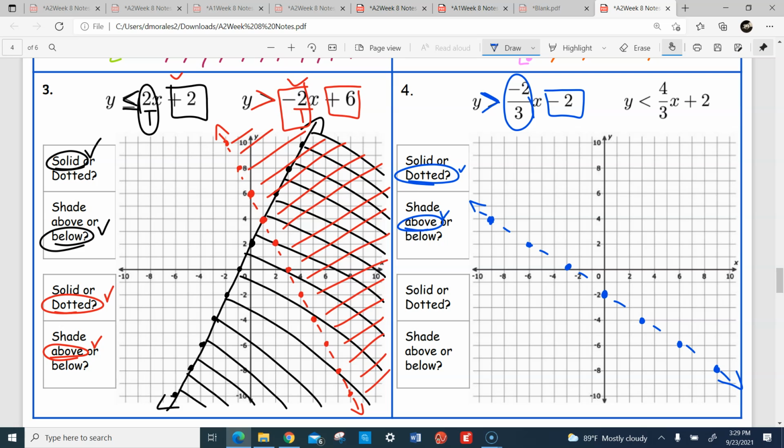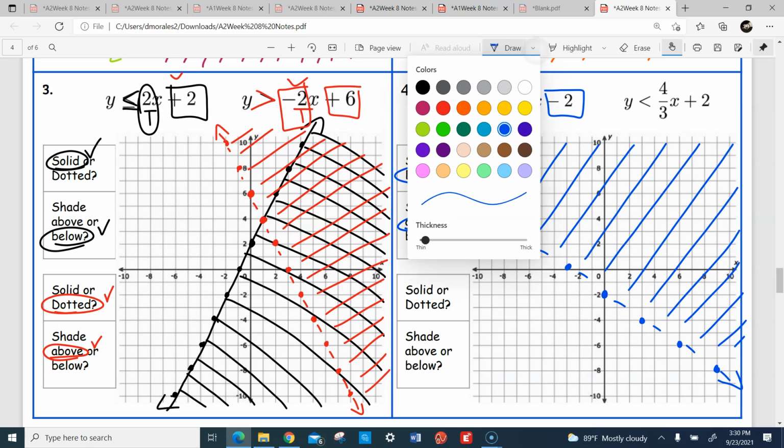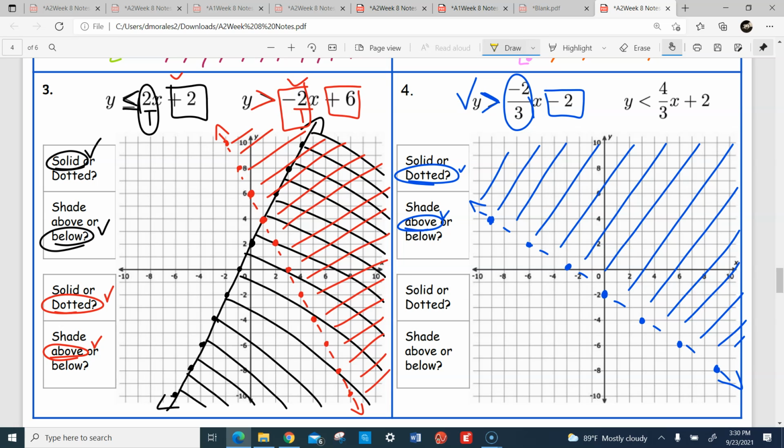And I'm shading above it. So above the line, but not touching the line, because the line itself contains no answers that will be of any use to me. So everything in this blue zone that I'm shading makes this first inequality true. My second inequality now is y less than 4/3 x plus 2. The less than symbol means it's going to also be dotted because there's no equal sign, or there's no half equal sign. And the less than means I'll be shading below.